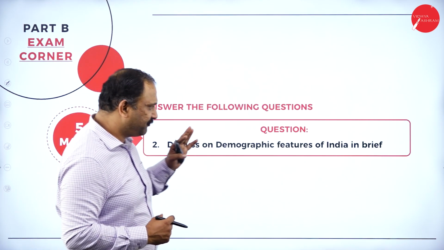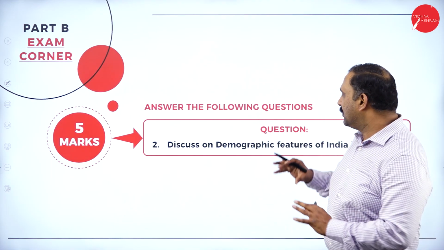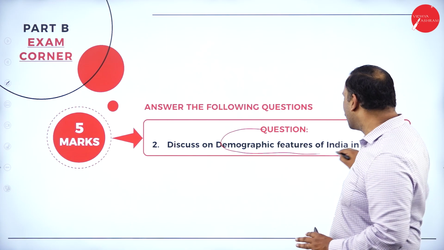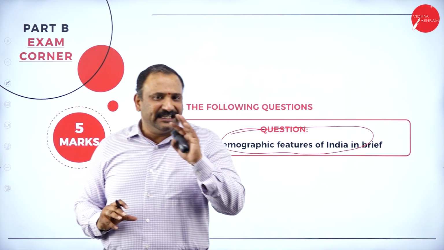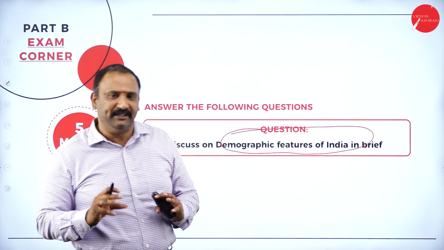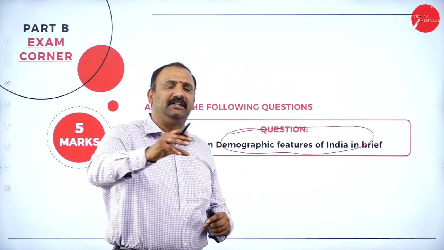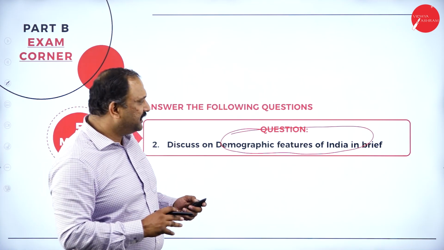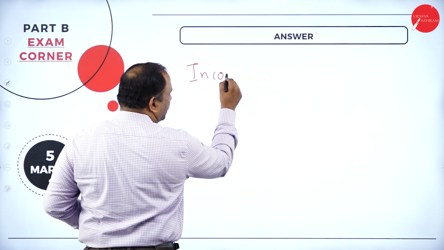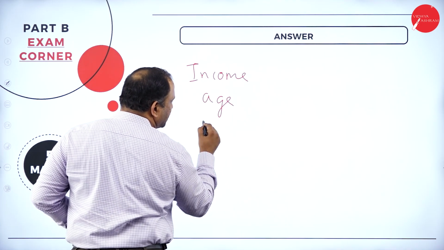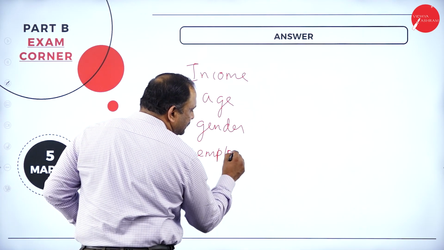Now, moving further to the 5 marks questions that are very, very relevant for us in terms of scoring. What are the 5 mark questions? Discuss the demographic features of India. Whenever we talk about demography, that includes a lot of factors like income. It might also include living conditions, geographical conditions, density, population factors, the kind of rural setup. So you can talk about income, age, gender, the employment.